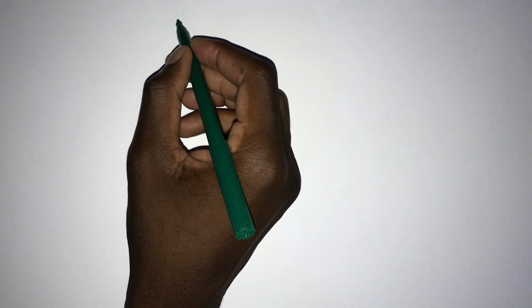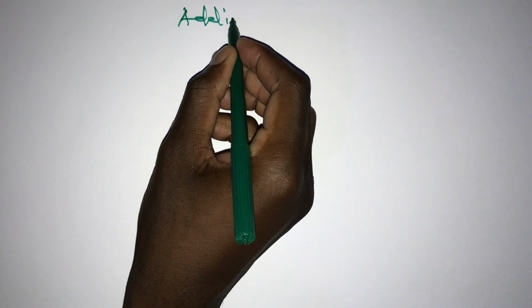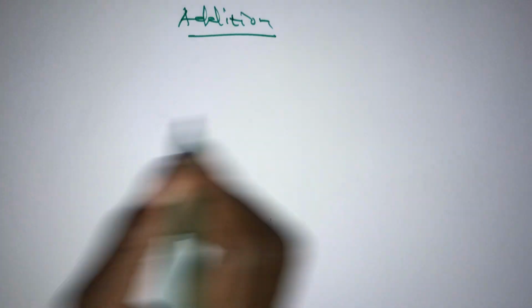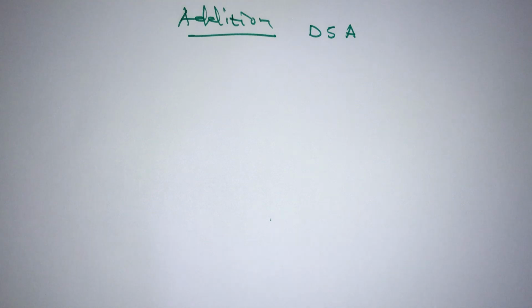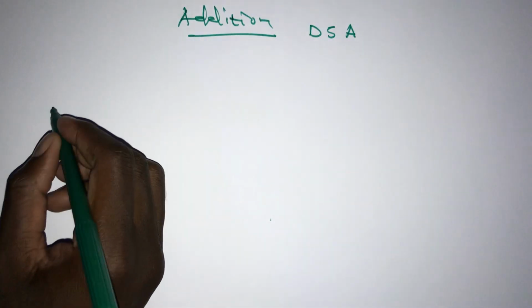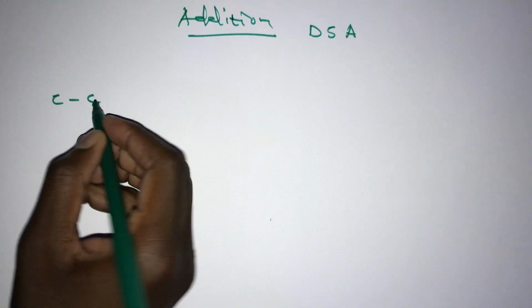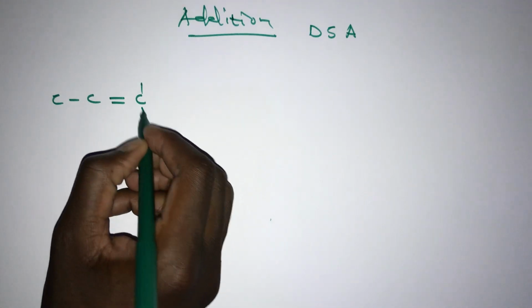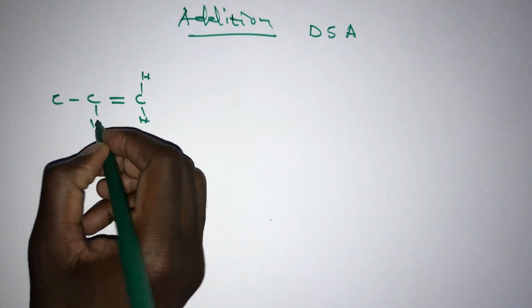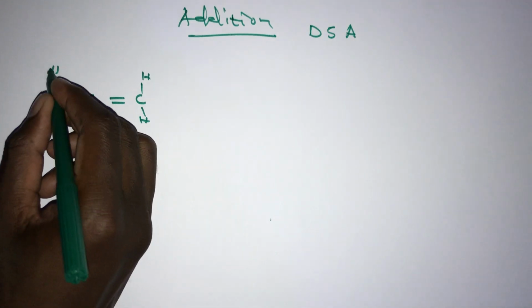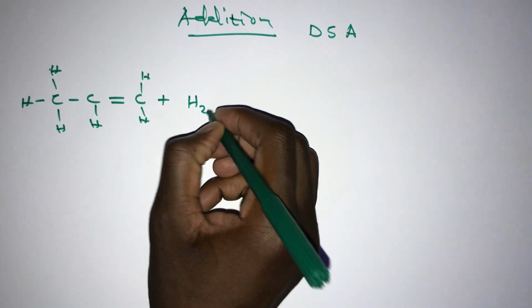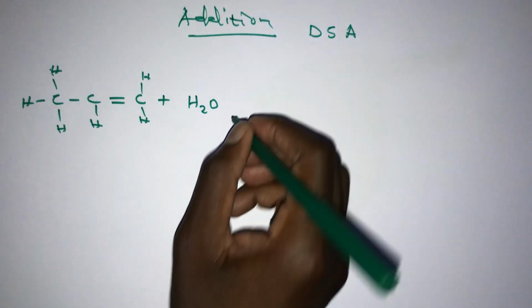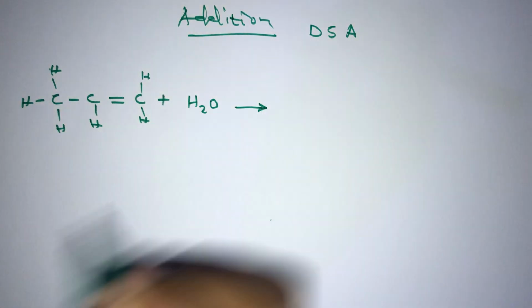So this one, we're still adding. Let's not forget, we're going from double bond to single bond. That means this is an addition reaction. I'm going to use 3 carbon atoms to make life easy. So now let's say we're adding water. Then let's check the product.